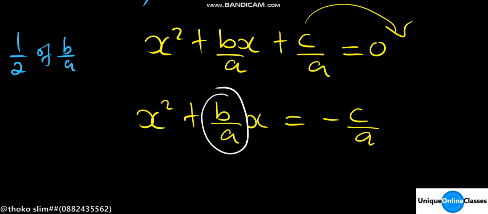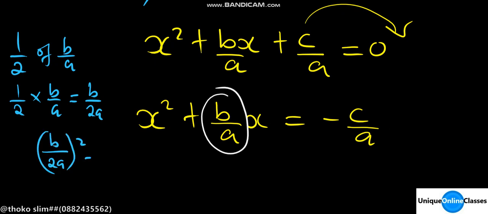So half of b over a, half is the same as multiplication by one half. So this is 1 over 2 times b over a. If you multiply 1 and b, that's b, and 2 and a, that's 2a. So the square of that one, if we square this one, you get b square over 4a square. So we're going to add this one in both sides of the equation.